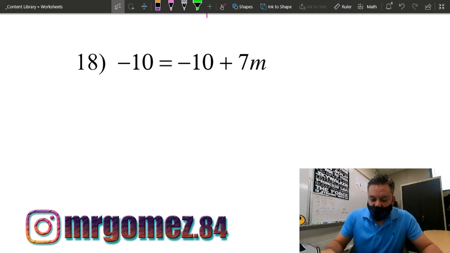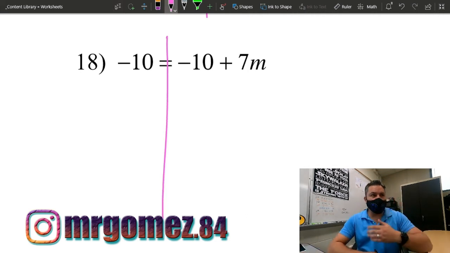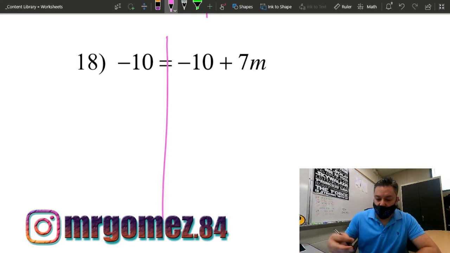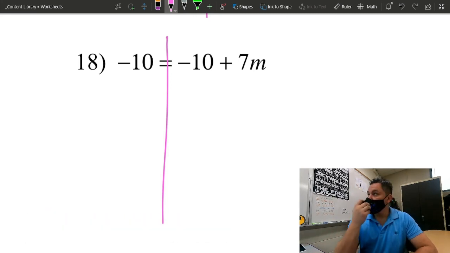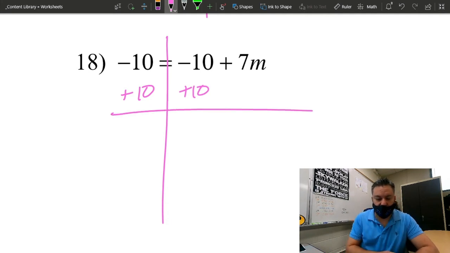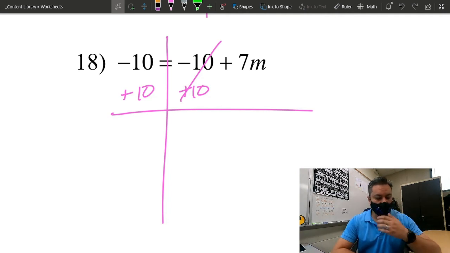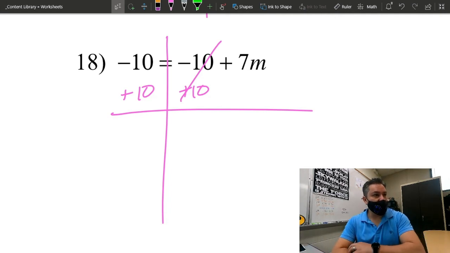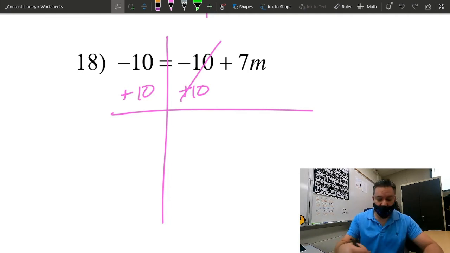Number 10. First step, add or subtract. What are we going to do? Add. We're going to add what? The 10. Very good. It's farther away. So whatever you do to one side, you do to the other. Okay, very good. This cancels out. 10 minus 10 is 0. But look at what's going to happen. What's 10 minus 10? 0.